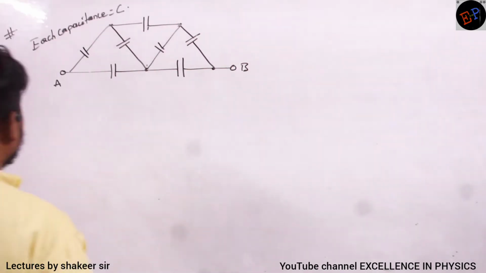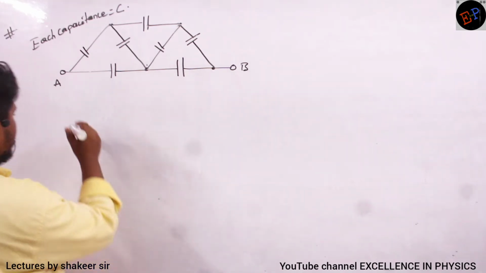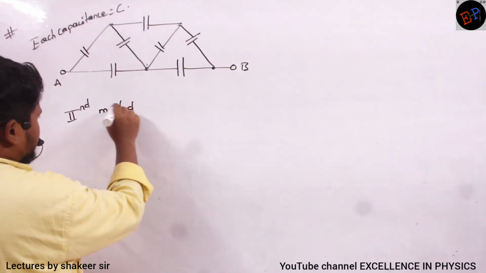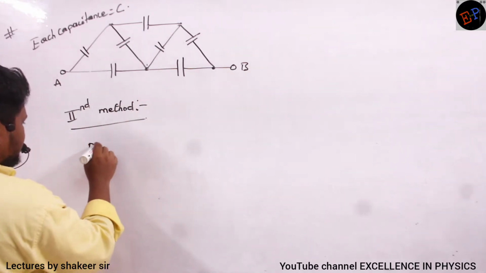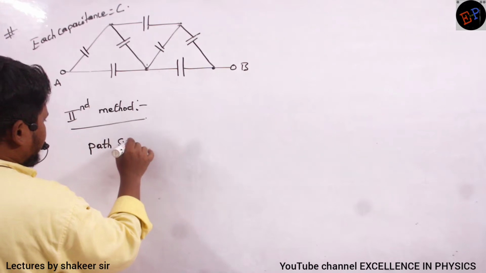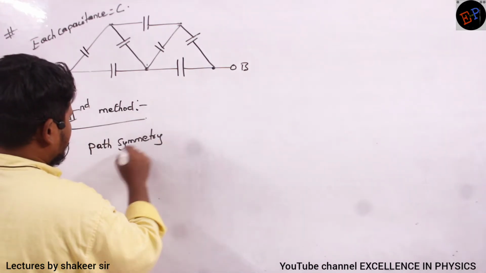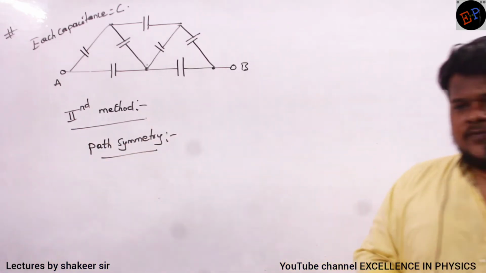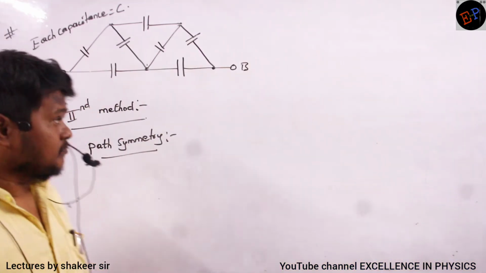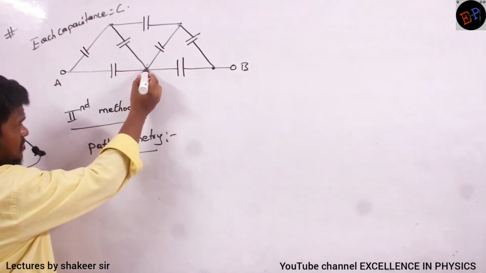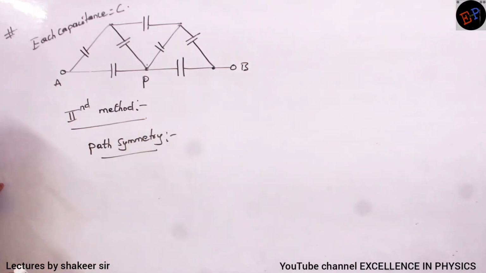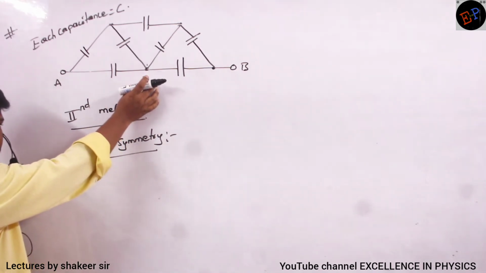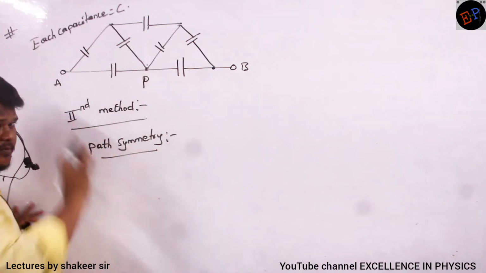Now we will see the second method of solving the same problem. Second method. This I can call path symmetry. Okay. Now listen very carefully, how we can understand this concept of path symmetry. So consider this is point P. In reaching point P, there should be symmetry from the first terminal as well as the second terminal.